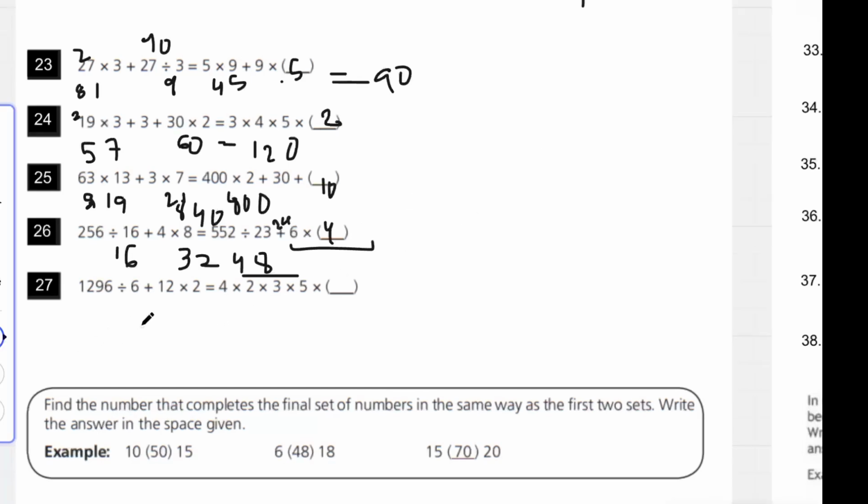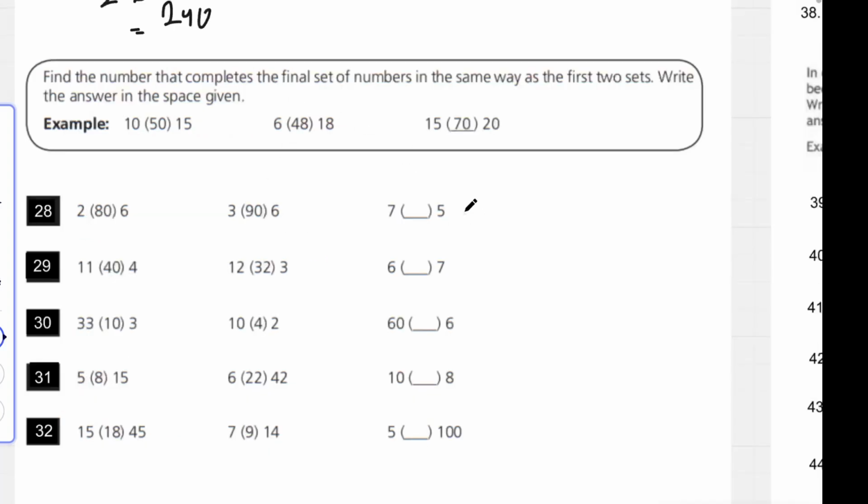Question 27, 1296 divided by 6. This is going to give you 216 plus 24. That's in total going to be 240. 4 times 2 is 8, times 3 is 24. We know we have to times by 10 to get 240, so this is going to be 2.